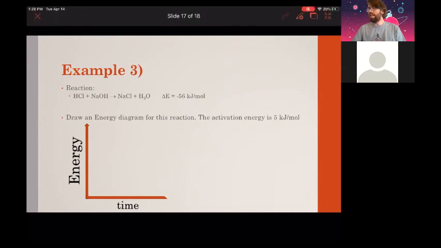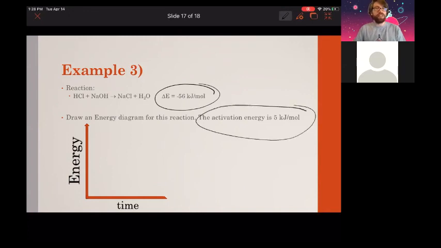And then last but not least, I might ask you to draw one of these. So I give you delta E, and I give you activation energy, and I say, hey, draw your graph. Well, you notice how 5 is a lot smaller than 56. So my bump is not all that tall, right? But it releases 56, so it's going to go way down comparatively. It doesn't have to be a perfect graph. It just has to be a general one with a flat line, and a hill in the right direction.